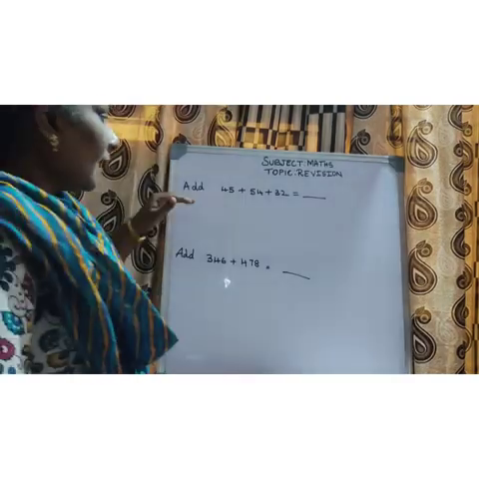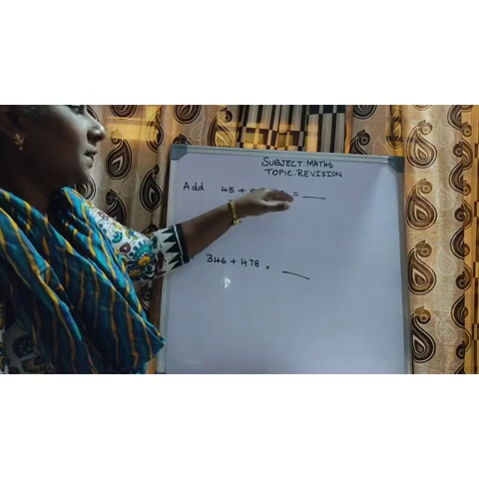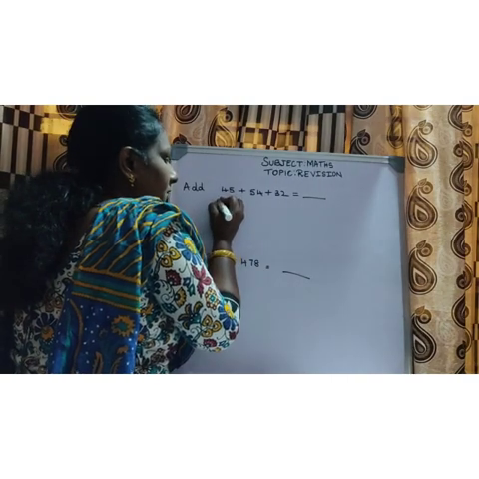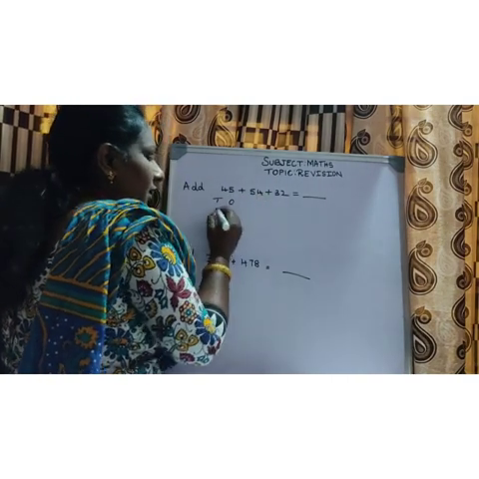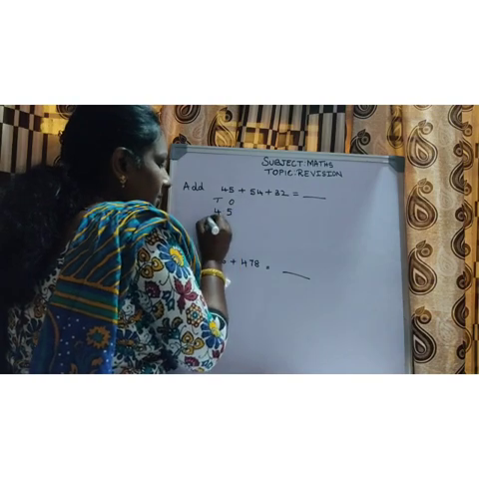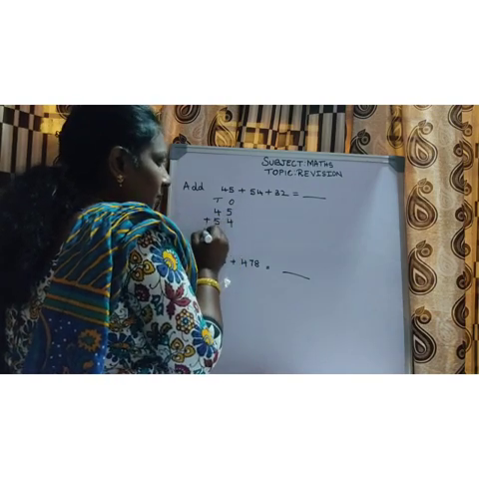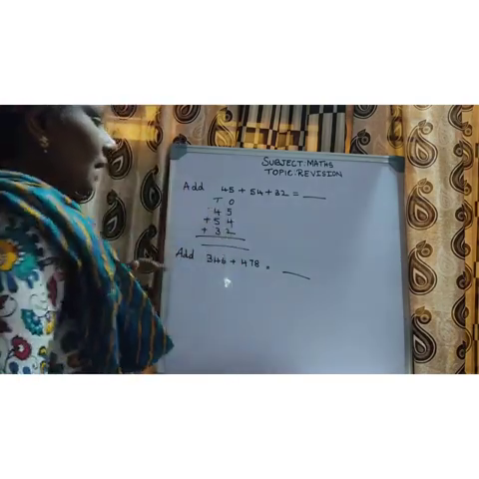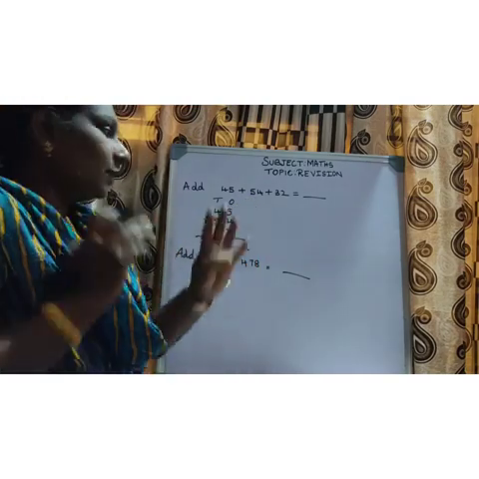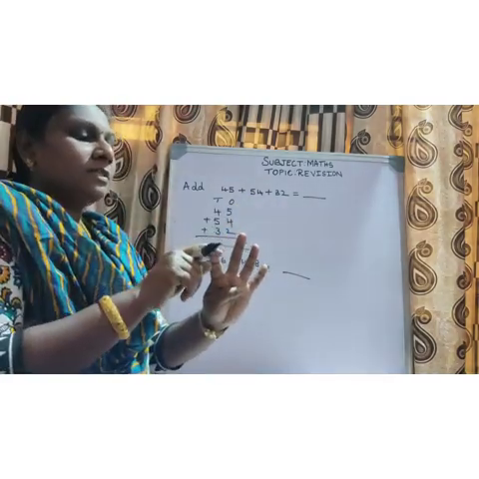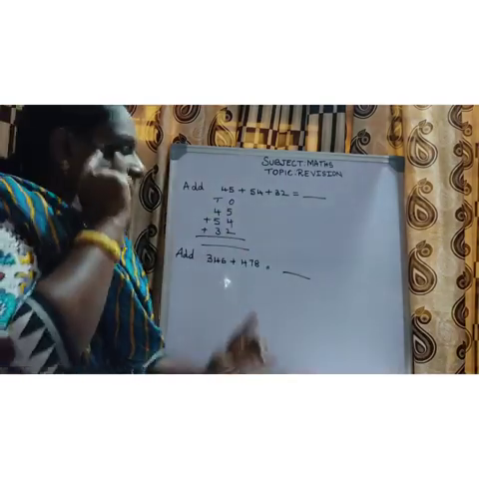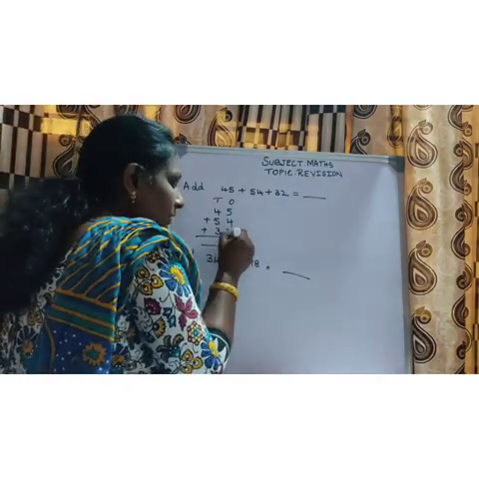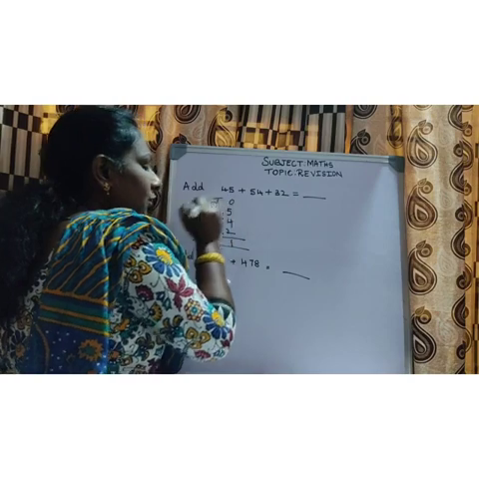75. Next one, children: add 45 plus 54 plus 32 is equal to dash. First what you have to do is arrange the numbers. So write tens and ones and arrange the numbers, children: 45 plus 54 plus 32. First we have to arrange the number, then we will add. So 5 plus 4: 5 in your mind, 4 show it in your finger. After 5: 6, 7, 8, 9. So 9 in your mind, 2 show it in your finger. After 9: 10, 11. So 11, how will you write? Write 1 here and 1 you should take as carry to the tens place.